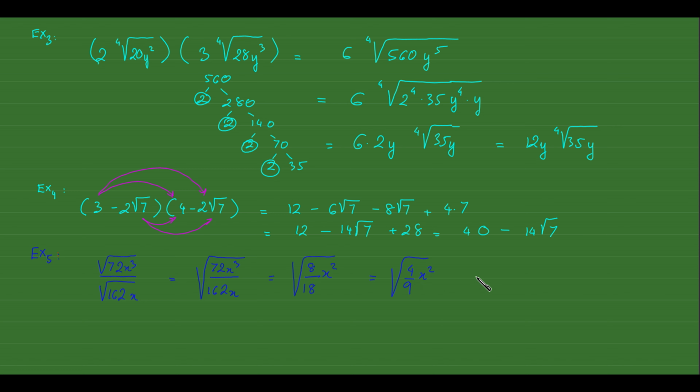And now square root of 4 over 9, we know that this is a perfect square, so it gives you 2 over 3. And square root of x squared gives you x.